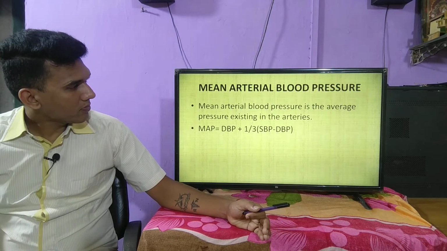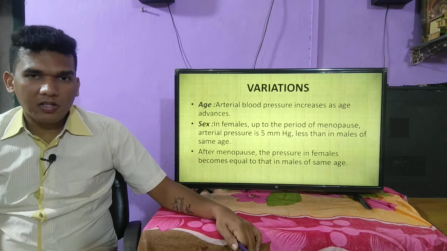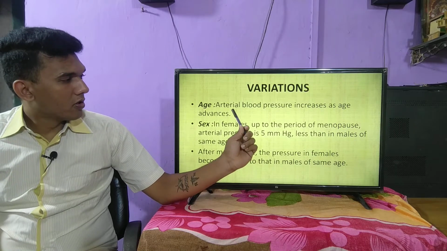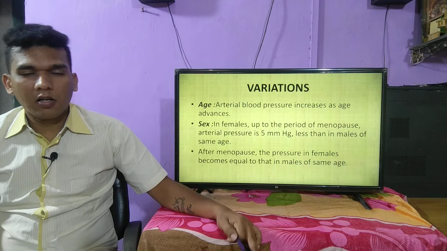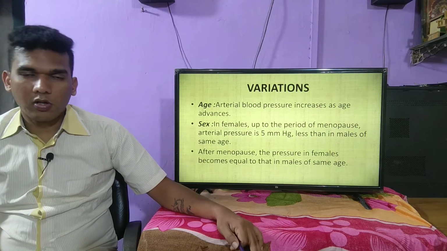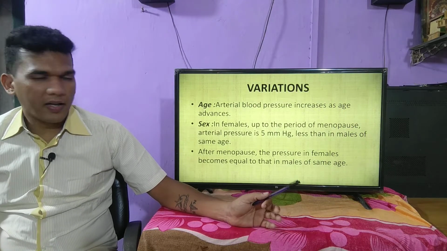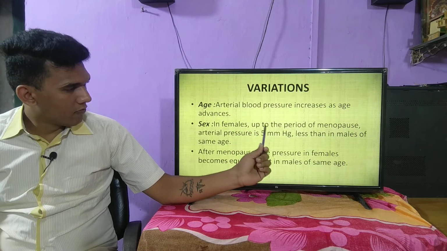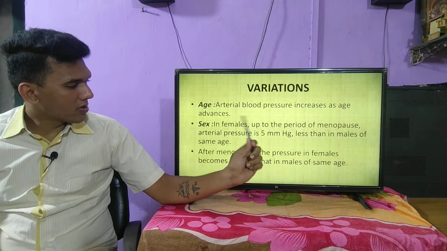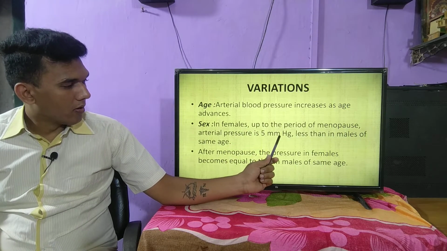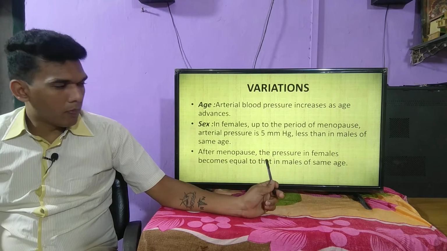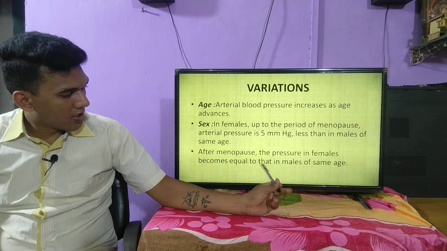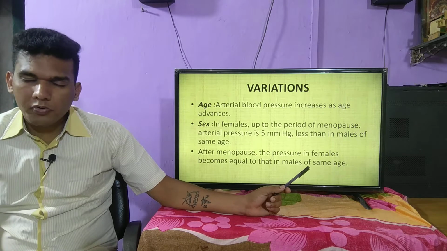Now let's see the variations in blood pressure. Age: arterial blood pressure increases as age advances. In neonates it is low, and in older adults it goes higher and higher. Sex: in females up to menopause, arterial pressure is 5 mm of Hg less than in males of the same age, but after menopause, pressure in females becomes equal to that of males of the same age.